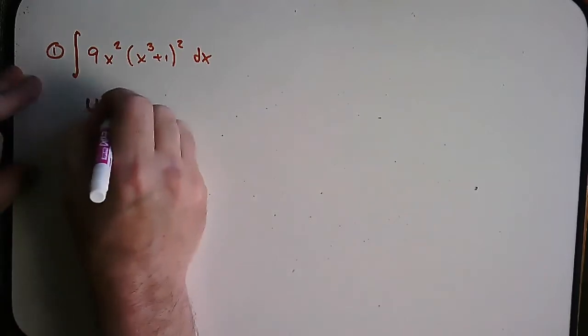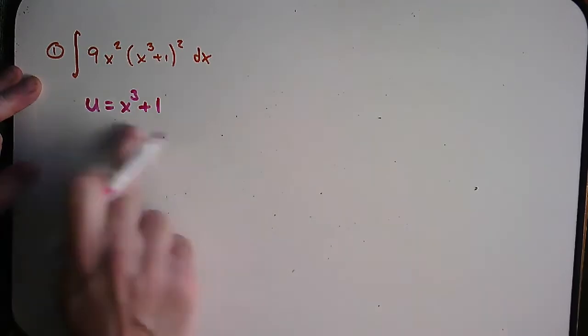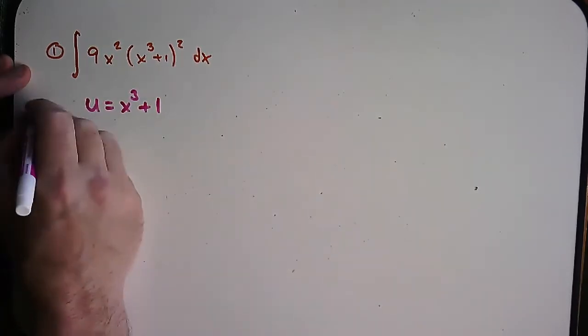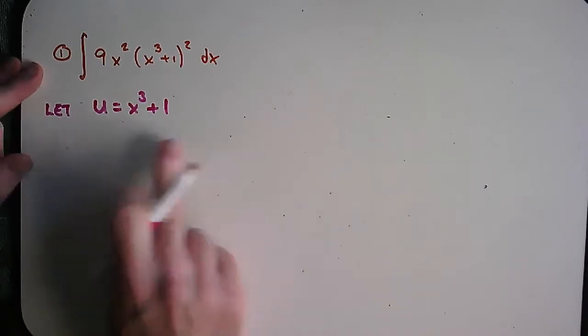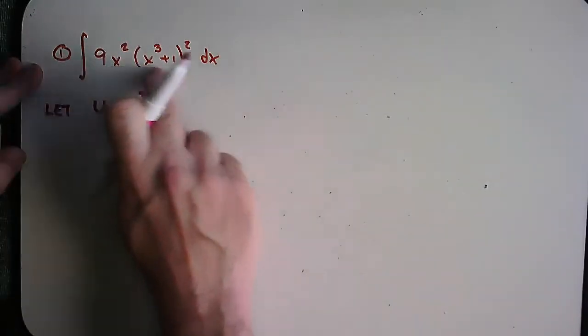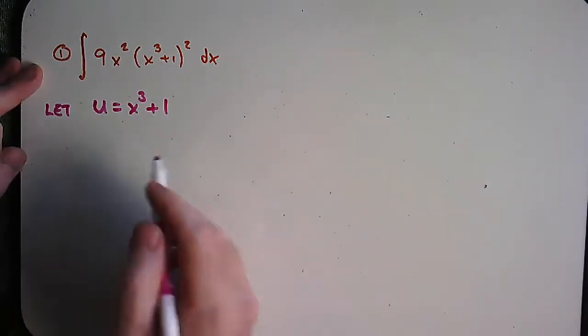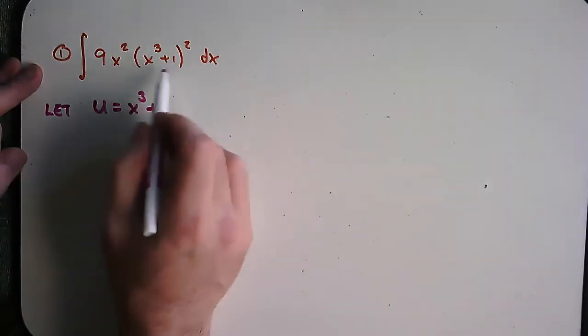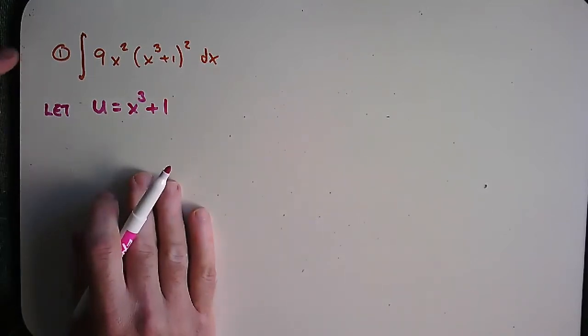So we'll try u equals x cubed plus 1. Okay, so this is our choice. So we might even say, let u equal x cubed plus 1. We're inventing this variable to help us with this problem. We don't know what this antiderivative is. It's just too complicated to see what's going on there. But maybe if we let that x cubed plus 1 just be a single letter, we might be able to discover some structure in the problem here.